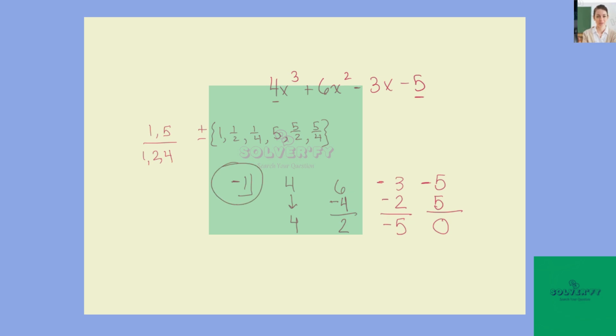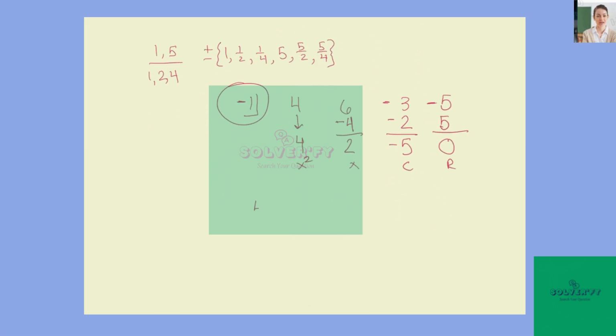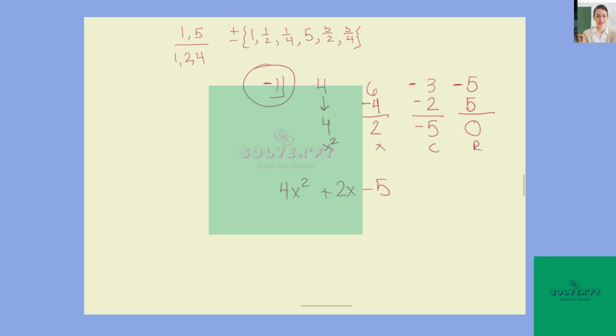Now, to finish this out, let's see if it'll factor now. This is my remainder. This is my constant. This is x, and this is x squared. So I have a new polynomial, 4x squared plus 2x minus 5. Okay, I can tell you that's not going to factor, so we're just going to use the quadratic formula on it to get the last 2 zeros.